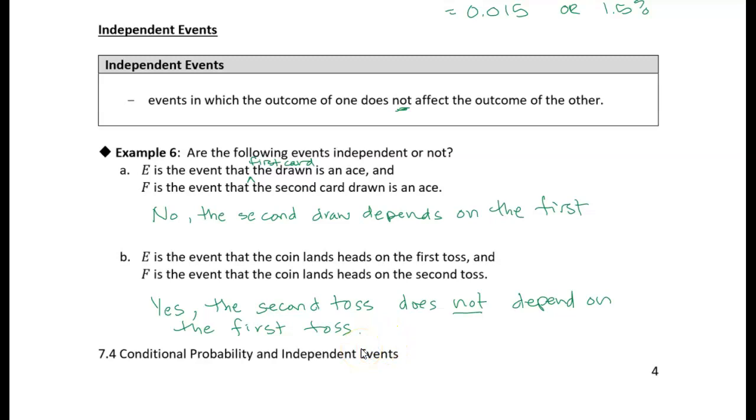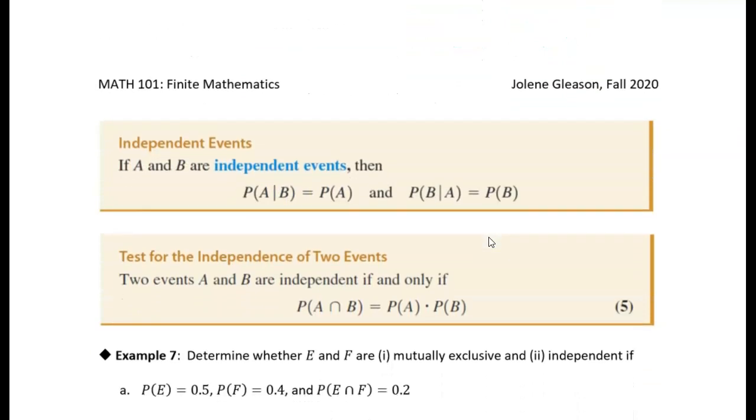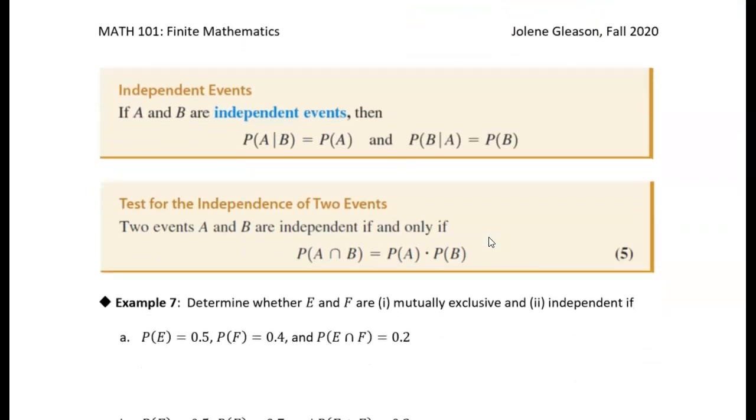All right, that was a fairly quick example. Let's look a little further and take a look at the definition of independent events. If A and B are independent, then the probability of A given B is just the probability of A, because we don't care what happened with B. All we care about is the probability of A, and it does not depend on B. So the probability of A given B is just the probability of A.